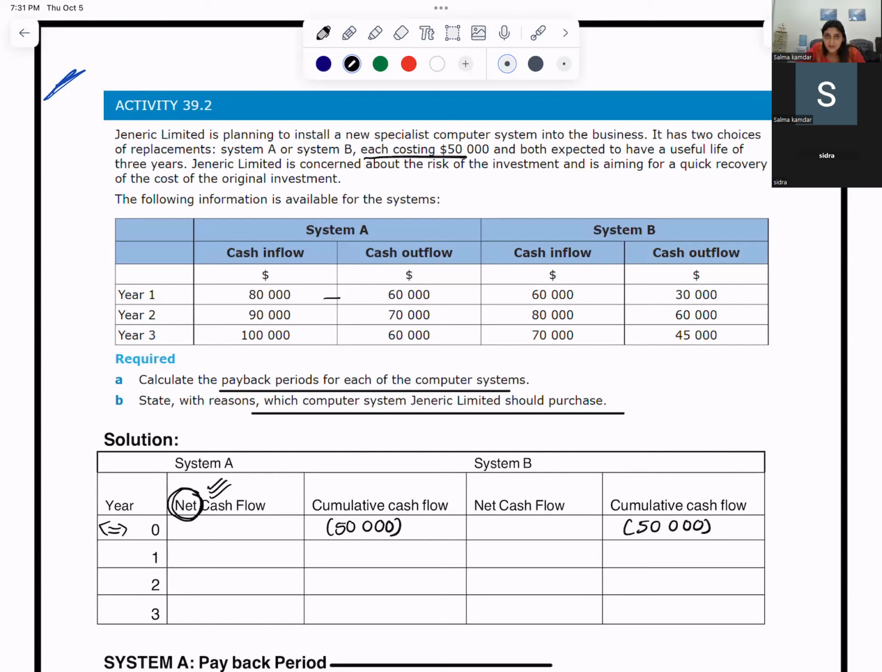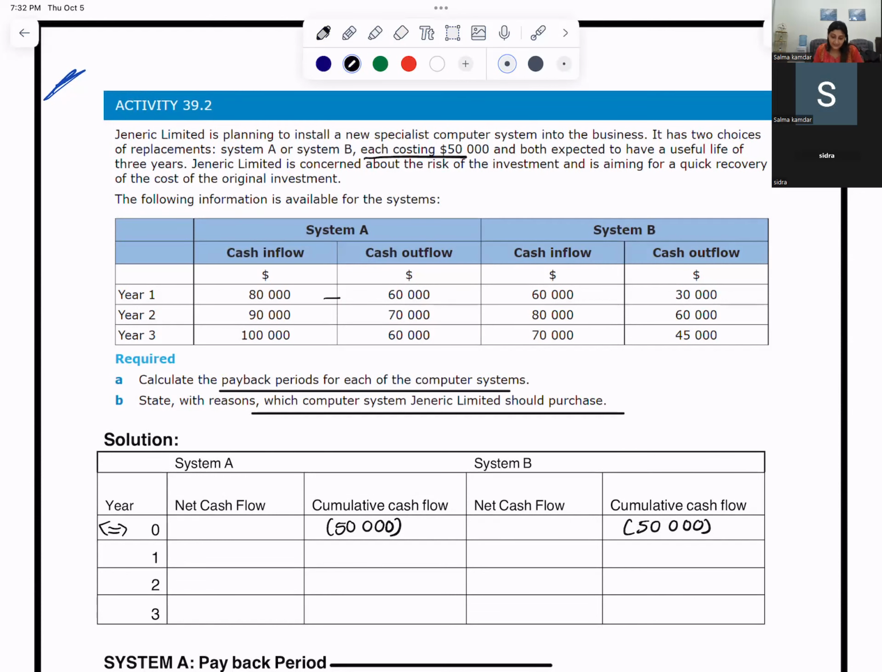Why are you going to show year zero? Because you need to show the cost of your initial investment. If you had inflow and outflow both, you would have shown it in the outflow column. But they have not given you inflow and outflow both. They've given you net cash flow directly. So do not put anything in net cash flow, show only cumulative.